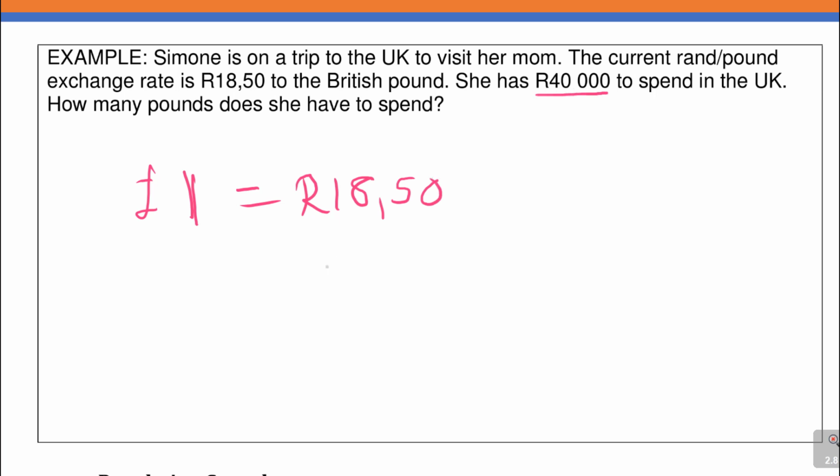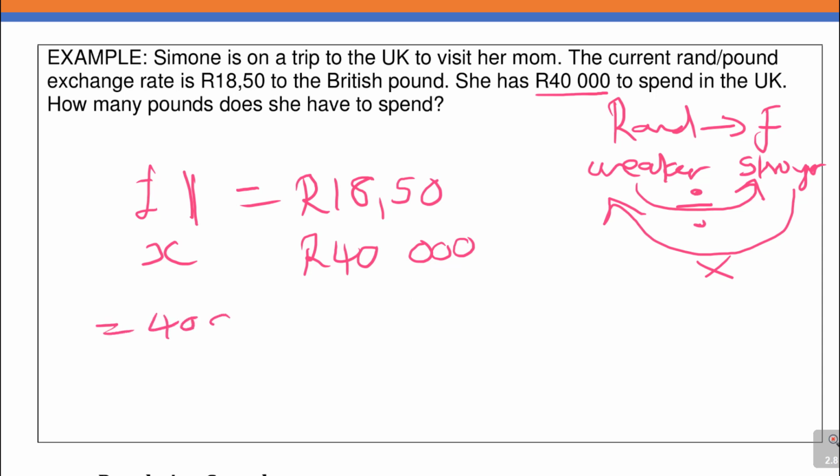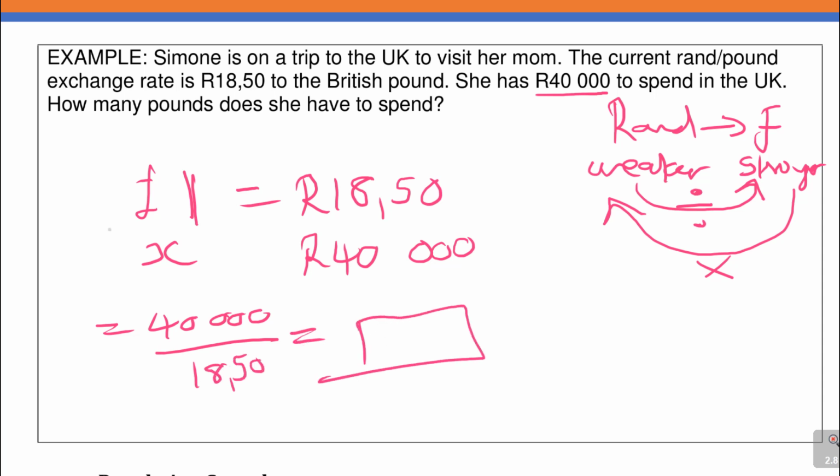She has 40,000 to spend. So you see, she has more on this, and then in the UK, X. In the UK you are going to get less. So you are dividing in this case, because you are moving from, remember, rand to pound. Which one is stronger? Rand is weaker, pound is stronger. So if you're moving from weaker to stronger, you divide. If you're moving from stronger to weaker, you multiply. So here we are going to say this is equal to 40,000 divided by 18 rand 50. Then with that, it will give you the pounds. I'm not going to do that because of time, but just find out how many pounds is 40,000. All right.